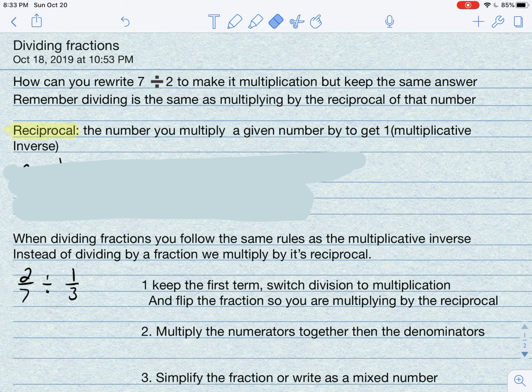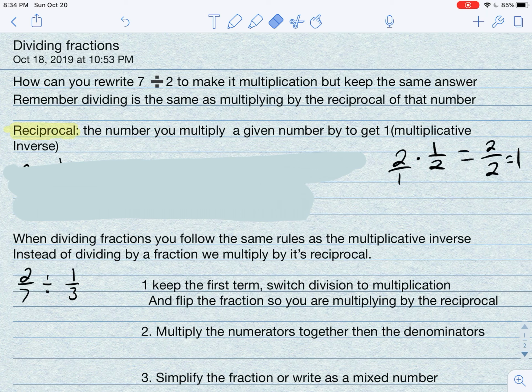And the reciprocal of 2 is, once again, the number you multiply a given number by to get 1, or the multiplicative inverse. So 2 times 1/2 will give you 1. Just remember multiplying fractions, 2 would be 2 over 1 times 1/2. So you can rewrite this as 2 over 1 times 1/2: 2 times 1 equals 2, 1 times 2 equals 2. Numerator times numerator, denominator times denominator, and this equals 1.